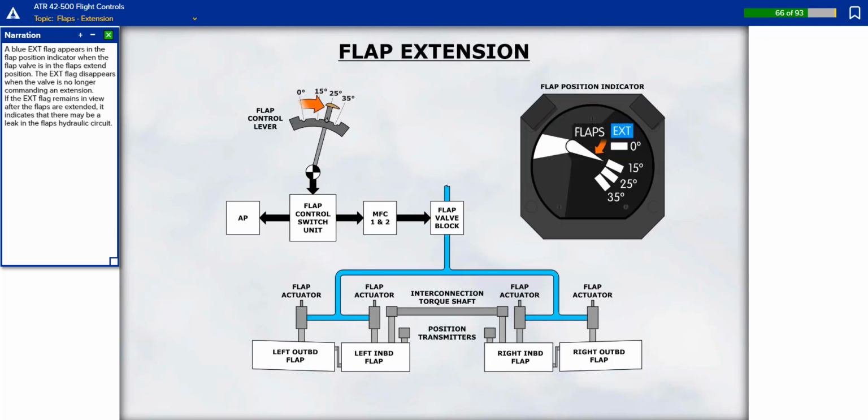A blue extend flag appears in the flap position indicator when the flap valve is in the flap's extend position. The extend flag disappears when the valve is no longer commanding an extension. If the extend flag remains in view after the flaps are extended, it indicates that there may be a leak in the flap's hydraulic circuit.